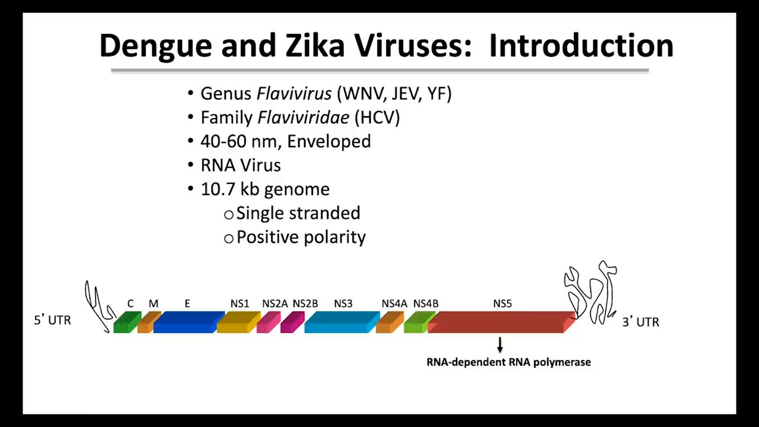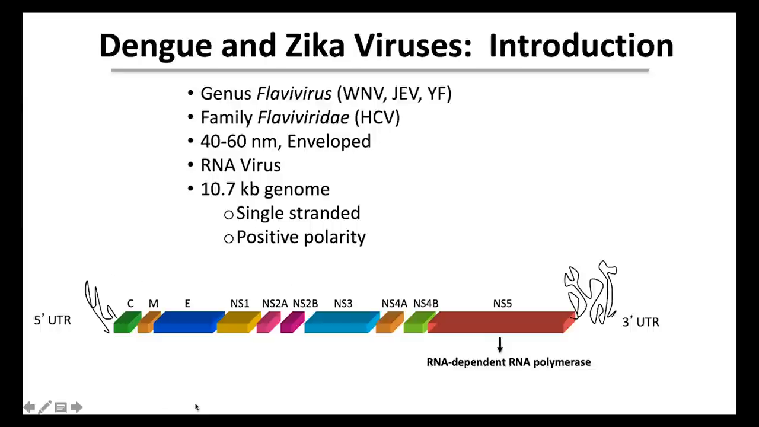These viruses, they belong to the genus Flavivirus. This genus represents a number of important human pathogens that includes West Nile virus, Japanese encephalitis virus, and yellow fever. This genus belongs to the family Flaviviridae. The well-known family member is hepatitis C virus. These are small enveloped RNA viruses. The genome is only about 10.7 kb, single-stranded and positive polarity. What that means is the genome is also the message.